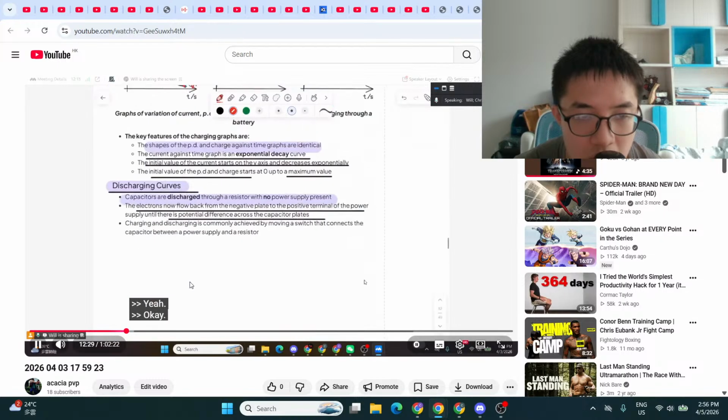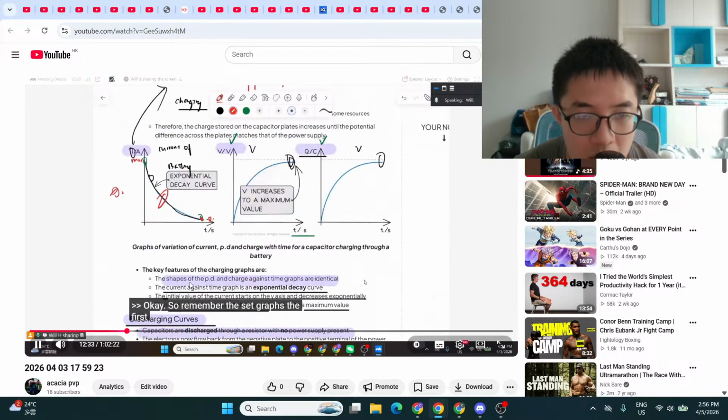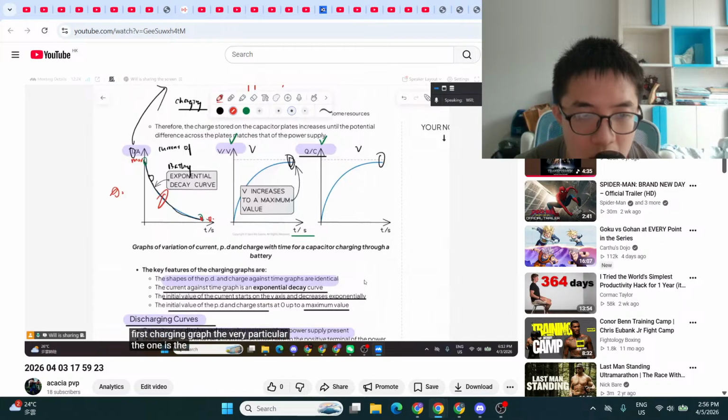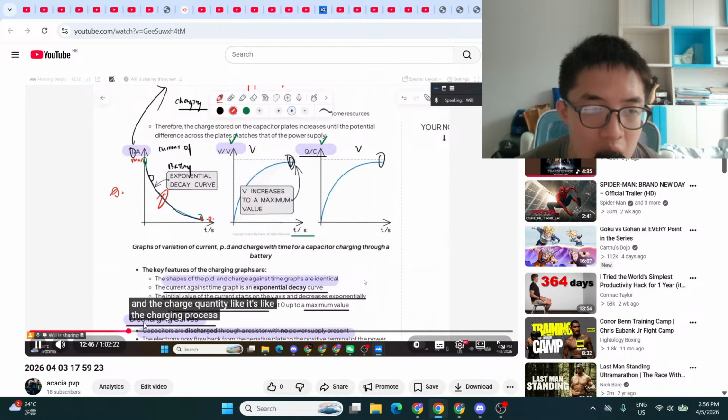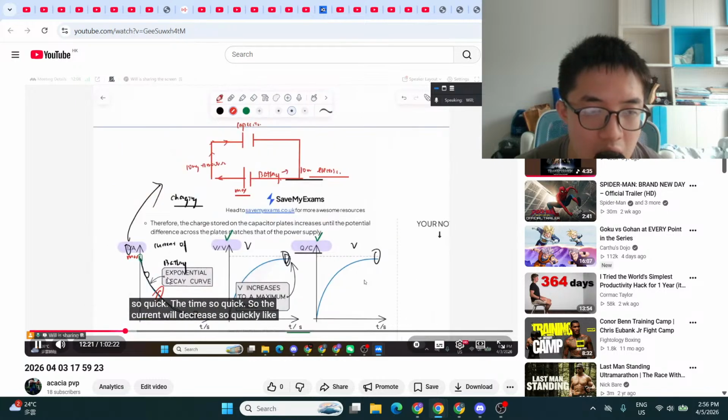Okay. So remember the three graphs. The first charging graph, the very particular one, is the current-time graph. And the other two, the voltage and the charge quantity, are like the charging process: they increase, right? They increase to the maximum value, like an exponential curve, right?